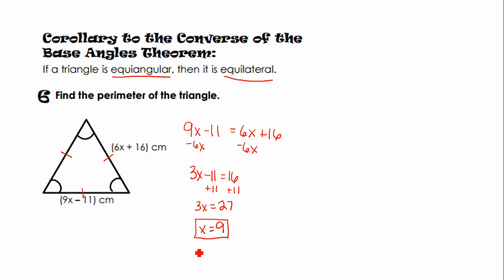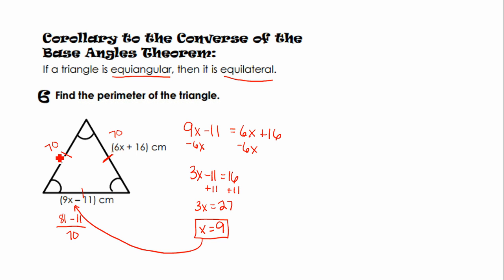Now with that in mind, it said find the perimeter of the triangle. So if we go ahead and place that 9 in right here, 9 times 9 is 81 minus 11. Think about what that number would be. 81 minus 11. Okay, and also do the same here. But think about that too. Would these two be the same? Yeah, they would, right? So this one would be 70. This one would be 70. This one would be 70, right?